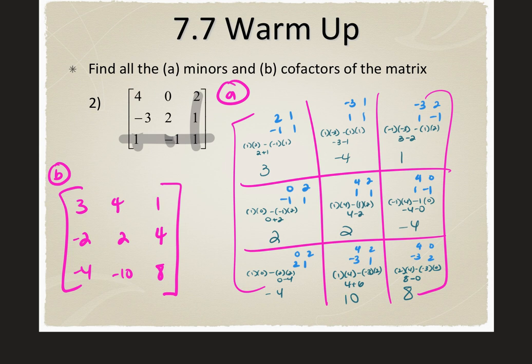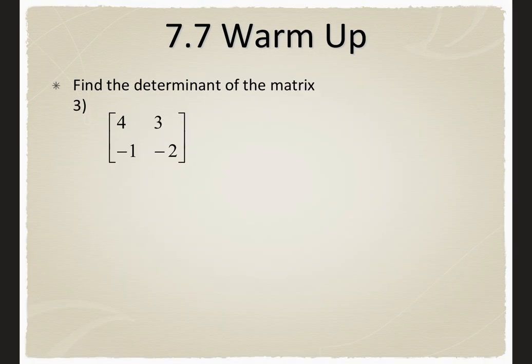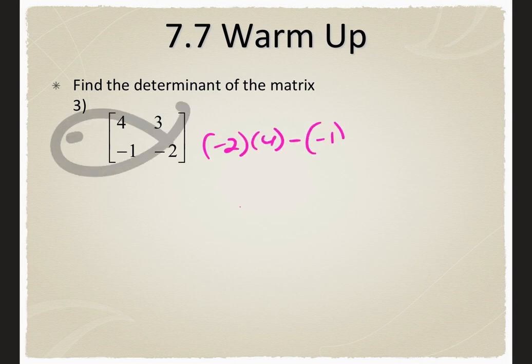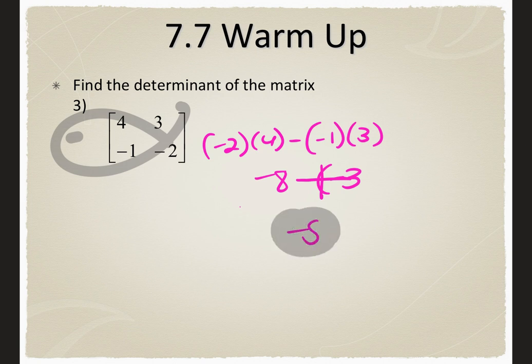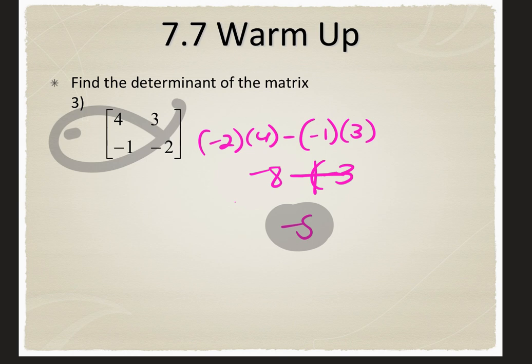Questions on those? If you did make a mistake, be careful, okay? It was probably something silly along the way. It wasn't that you didn't know what to do at all. All right, then the last one is just the determinant. So like the fish, you're going to do negative 2 times 4 minus negative 1 times 3, negative 8 minus negative 3 becomes negative 8 plus 3, which is negative 5. Watch your signs on that, because if you did make a mistake, it was that. Questions for me?